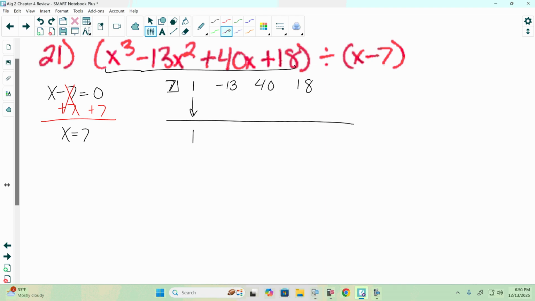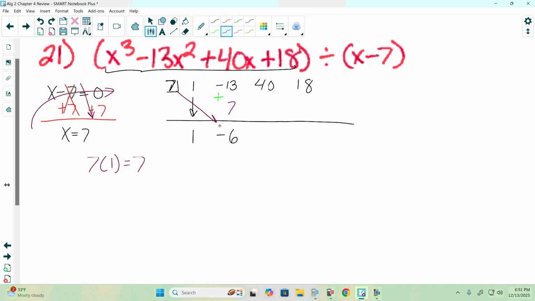Now we're going to do the same process again. We're going to say 7 times 1 is 7. And we take it and put it above the number, above the line below our next number. Then we're going to add. We're going to have negative 13 plus 7. We're going to add those two together. And when we add those two together, we get negative 6.